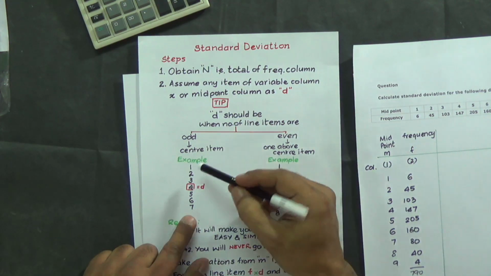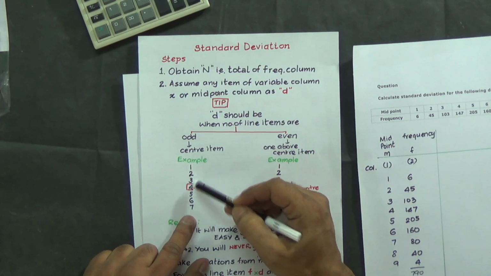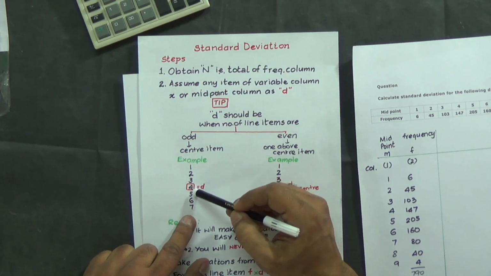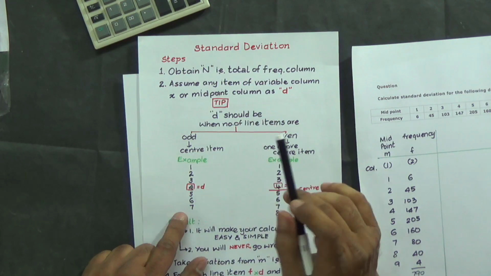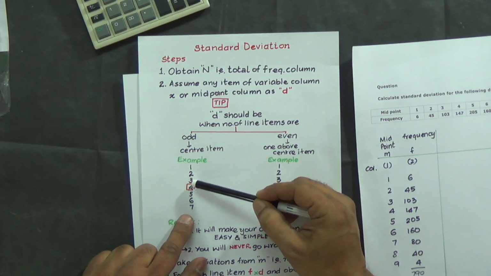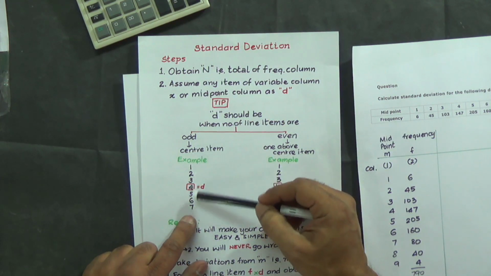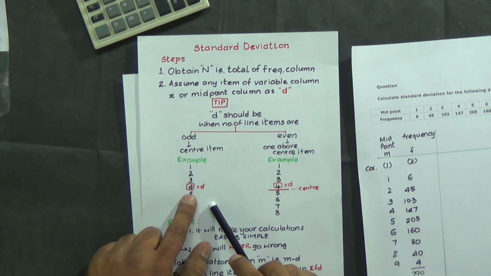Again, I'm telling you, you can choose anything. You can choose 1 as d, 2, 3, anything. But if you choose the center one, your calculations will be easy. So 1, 2, 3, 4. The center of 1 to 7 is 4. So choose d to be 4.